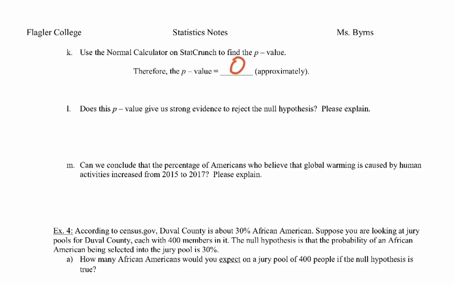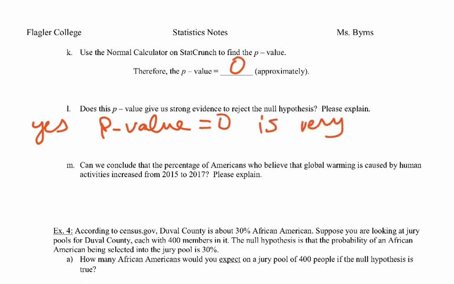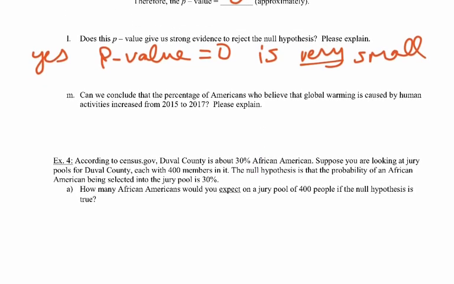Now, I didn't give you a significance level in this example. However, the p-value is 0. Is that a small number? Yes, it can't get any smaller. It's a probability. It can't be negative. So yes, we're definitely going to reject, since the p-value equals 0 is very small. It really can't get any smaller. So we are definitely going to reject the null hypothesis. So what can we conclude about the percentage of Americans who believe that global warming is caused by human activities?